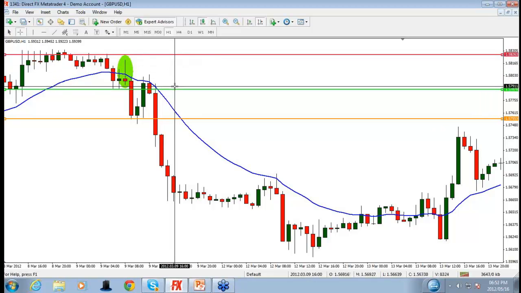Now, how do you determine your risk? You go to your entry, your pending order there. You go up and you see it's 39 pips. So I'm risking 39 pips.